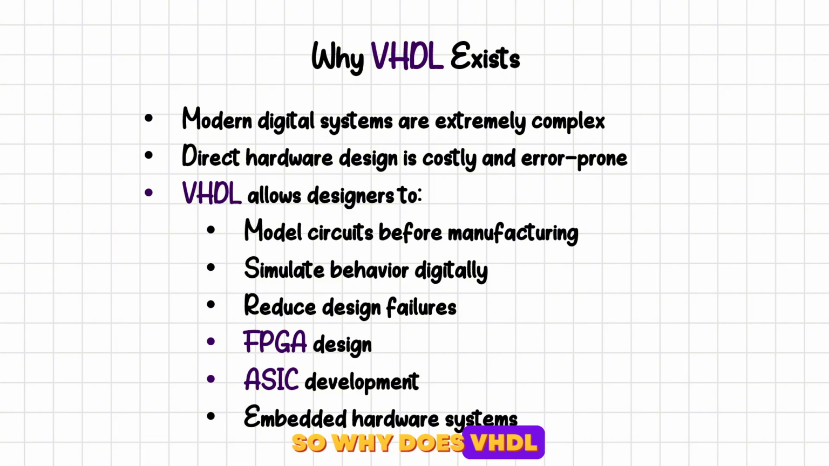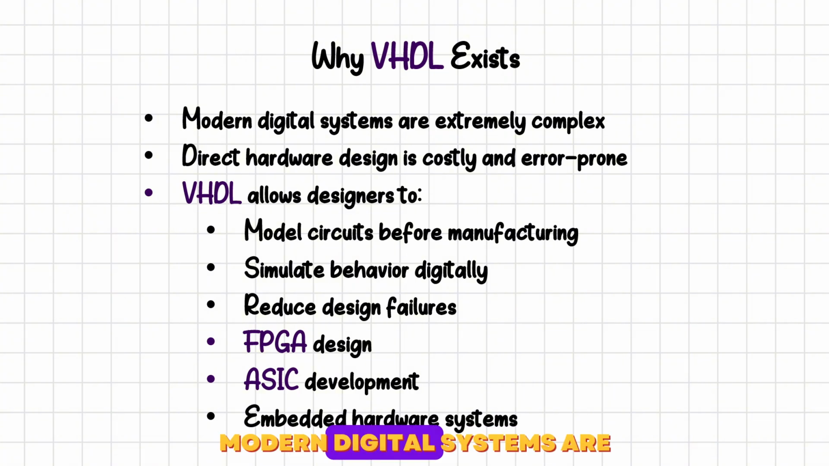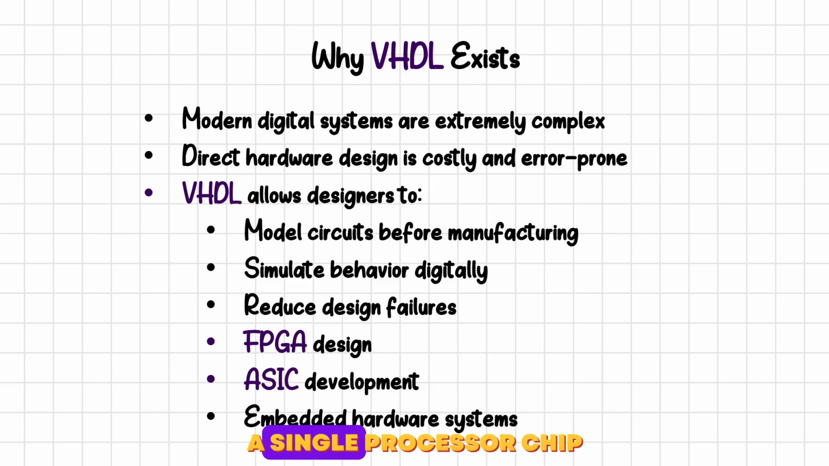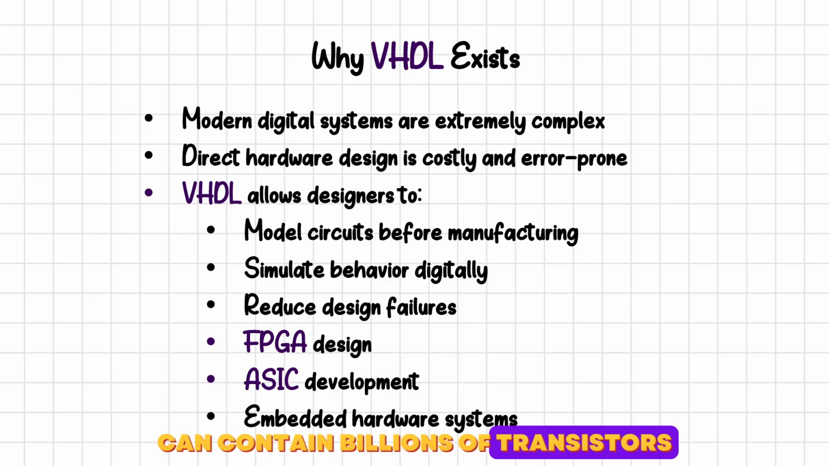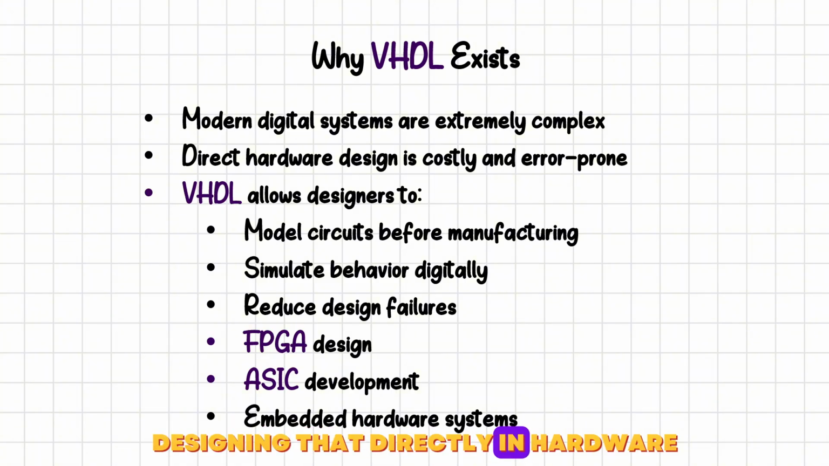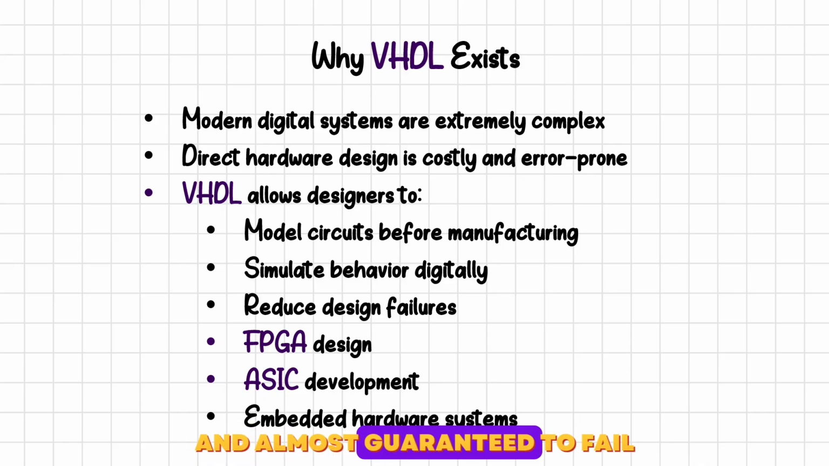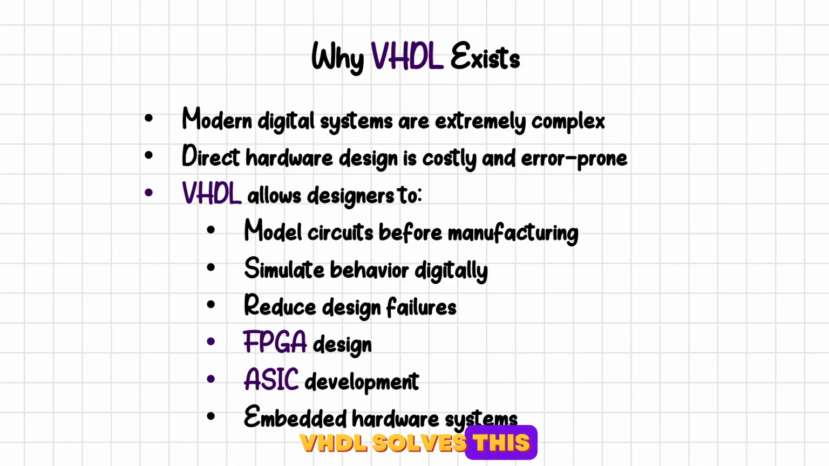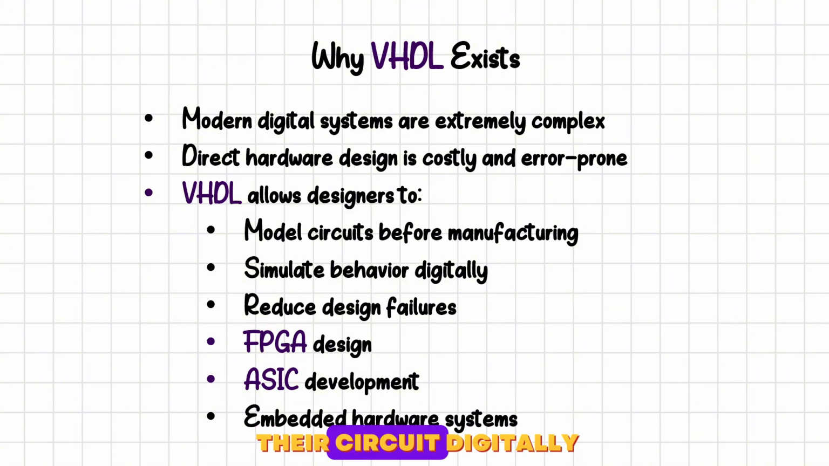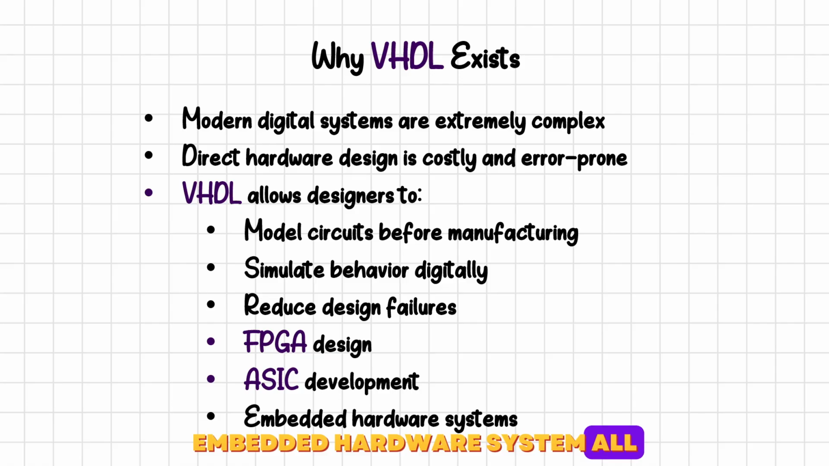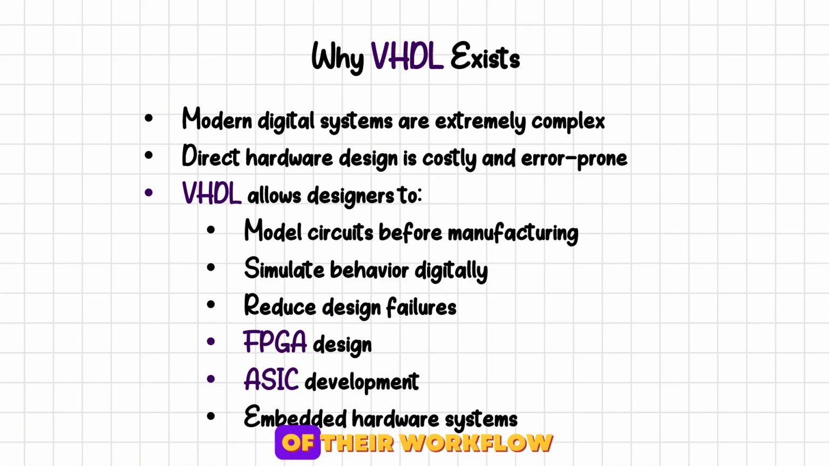So, why does VHDL exist in the first place? Modern digital systems are incredibly complex. A single processor chip can contain billions of transistors. Designing that directly in hardware without any verification would be extremely expensive and almost guaranteed to fail. VHDL solves this by letting designers model their circuit digitally, simulate how it behaves, catch errors early, and only then move to physical manufacturing. This is used across major industries: FPGA design, ASIC development, embedded hardware systems, all of them rely on VHDL as a core part of their workflow.